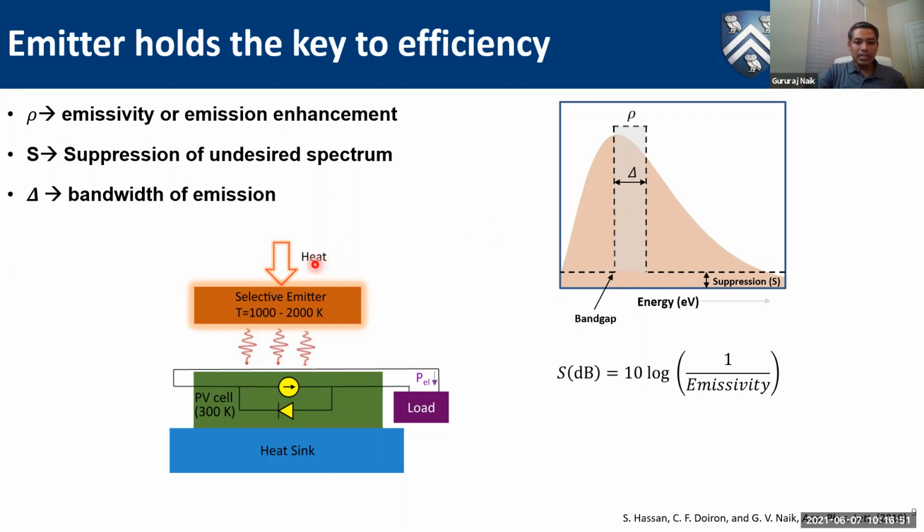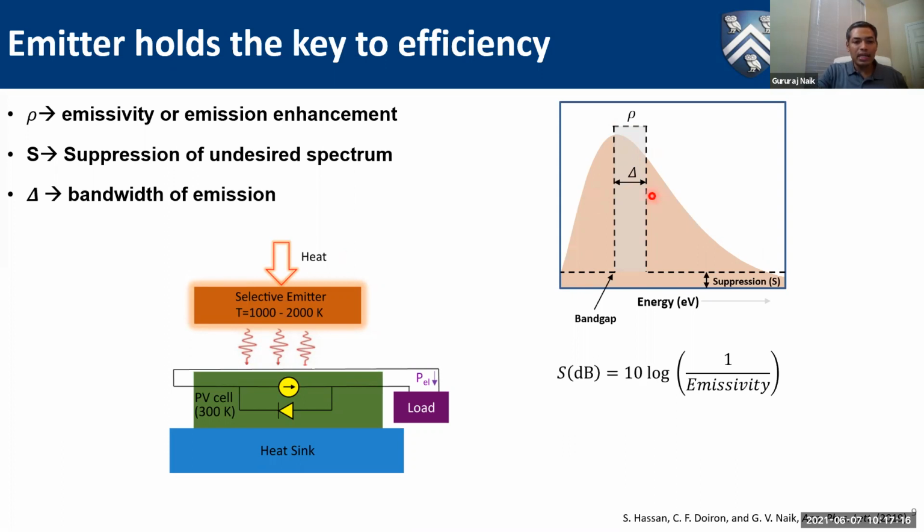So let's think of this selective emitter. A selective emitter is something that has an emission that is a product of two things. The first thing is just the black body radiation spectrum itself, shown in this pink curve. And on top of that, the selective emitter has a filtering functionality. So a product of these two curves is actually the emission spectrum from the selective emitter.